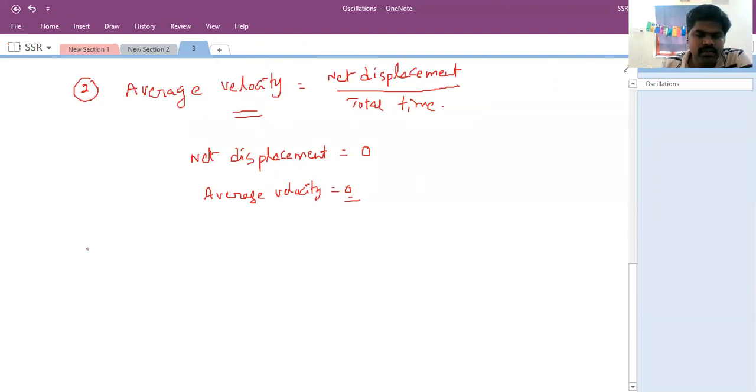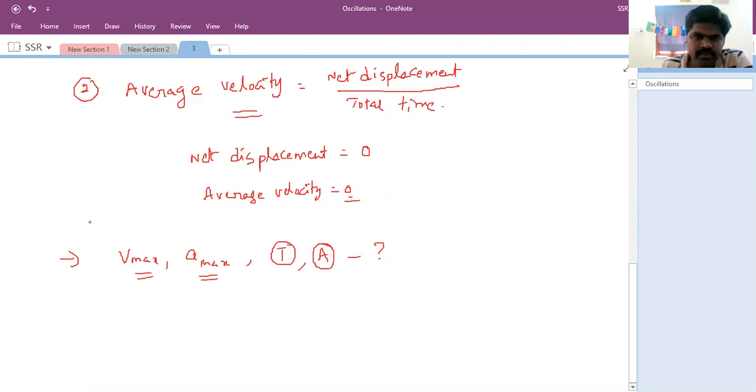We know already Vmax and Amax. Based on that Vmax and Amax, if the problems are given, then how to calculate time period and amplitude. These are the numericals or NEET level model problems. If they give Vmax, maximum velocity, and maximum acceleration in the given problem, then how to find the time period and amplitude of a particle. So this is the application oriented question. Vmax and Amax given, how to find time period and amplitude.